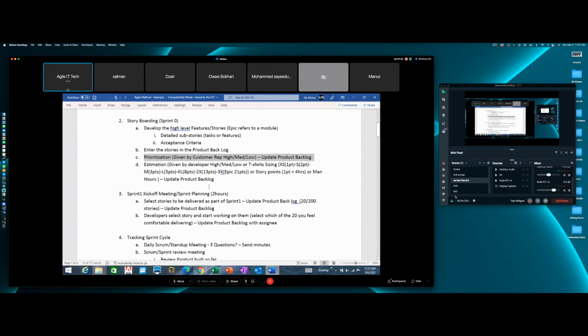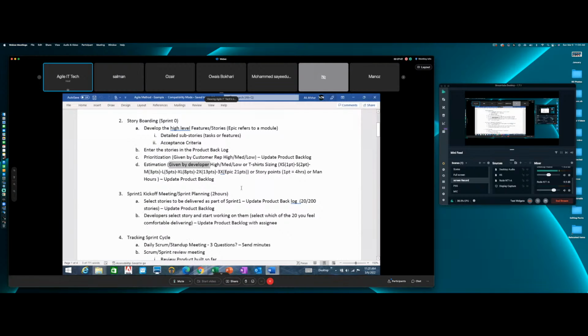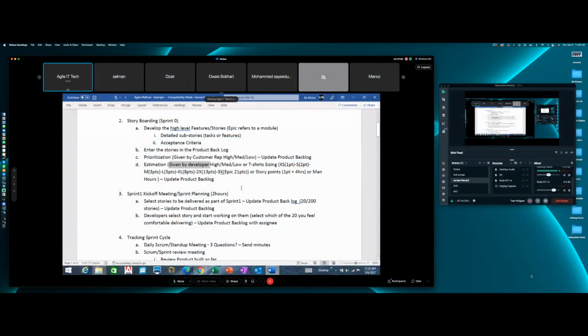All right. The last thing we need to do is we need to come up with an estimation. We need to do an effort estimation exercise. And of course, the effort estimation is always given by the developers. Okay, because they're the ones going to do the job, right? Say if you wanted to get your transmission changed in your car, who gives you the estimate? Who's gonna give you the estimate?